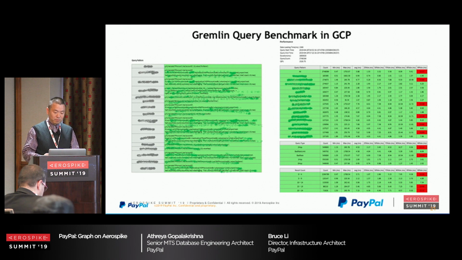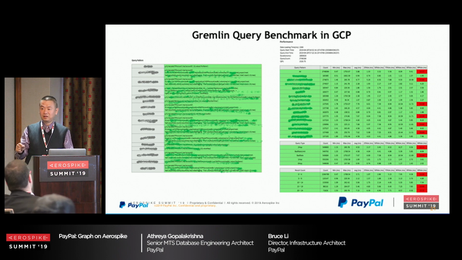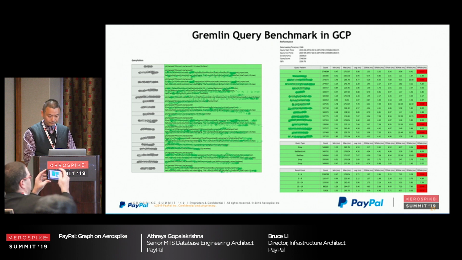So this is a benchmark in GCP, Google Cloud. We have a benchmark framework and we predefine the queries. Most of them are 2 hop queries, and you can look at the performance. They're pretty fast. If the query needs to visit hundreds of vertexes, the average latency is just within 20 milliseconds. Pretty fast, and pretty scalable thanks to async.